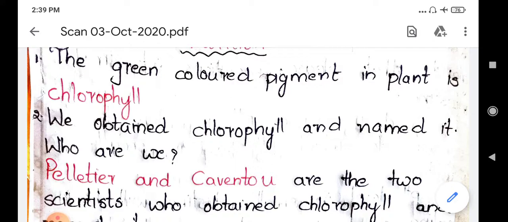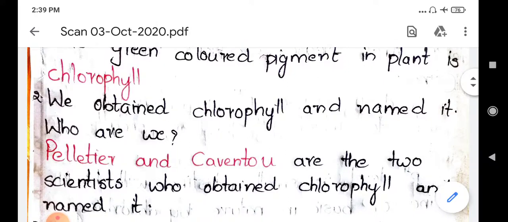Next, going to the second bit. We obtained chlorophyll and named it. Who are we? Here, they are asking about the scientists who discovered the chlorophyll pigment. There are two scientists who discovered it. One is Pelletier and the other one is Caventou. Pelletier and Caventou are the two scientists who obtained the chlorophyll and named it chlorophyll. So the answer is Pelletier and Caventou.